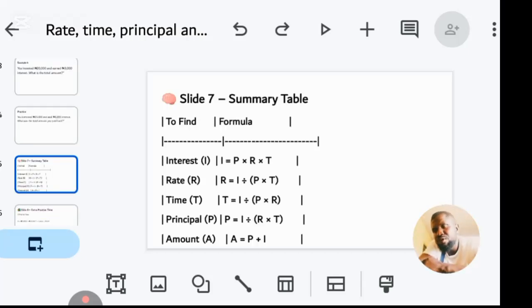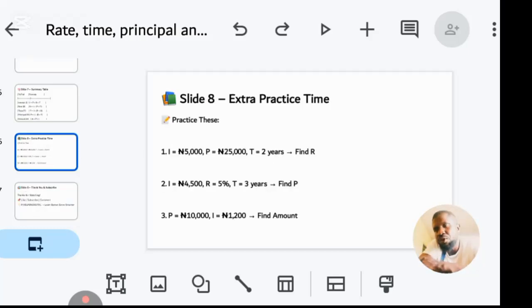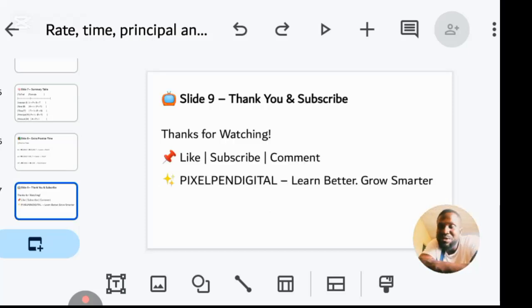Here is a quick summary of all the formulas you need. If you know how to rearrange one, you can solve all the rest. Okay, here are some extra questions for you to try. Please pause this video, solve them carefully and drop your answers in the comment section below. I will check and give a shout out to those who get them right. You did a great job today. Now you can find rate, time, principal and amount in any simple interest problem.